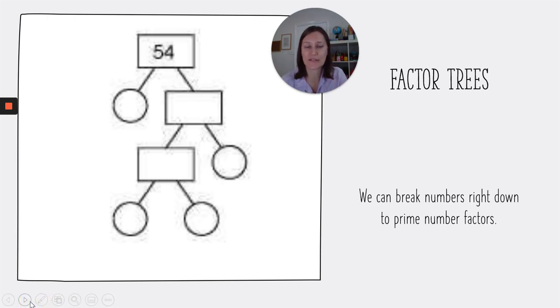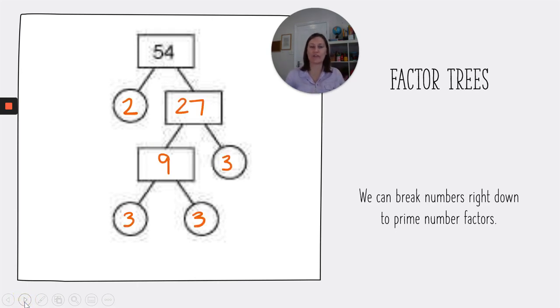Let's have a practice. I want you to pause the screen now, copy this down, and make sure you make a note of the rectangles and the circles. The rectangles are for composite numbers, the circles are for prime numbers. See if you can work out how to break down 54 in a factor tree. And then when you're ready, come back, press play, and we'll go on to the next slide.